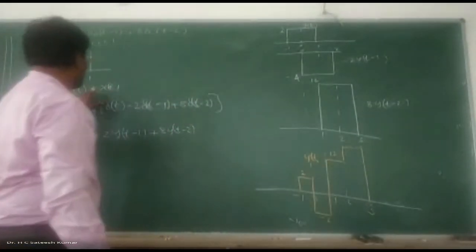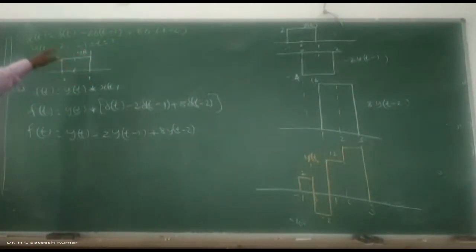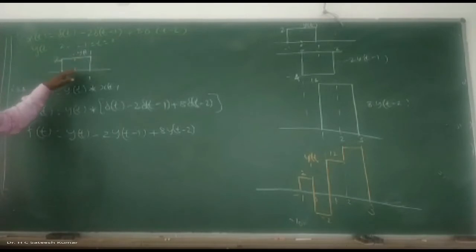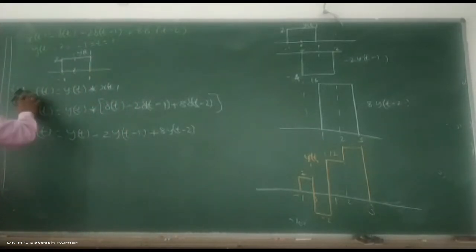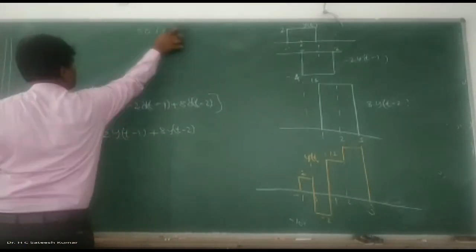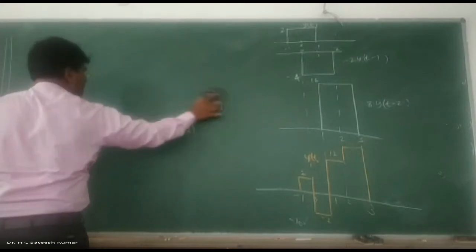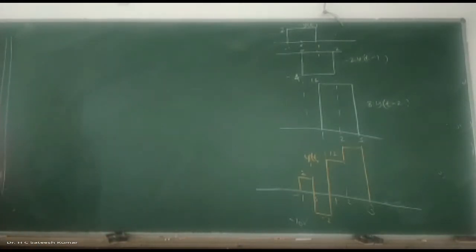Sometimes we need to go. That means whenever we have one function as a delta function and another as some other random function, then we can use the property and do the convolution like this, right? So this kind of problem we have seen in many papers. Okay, right.